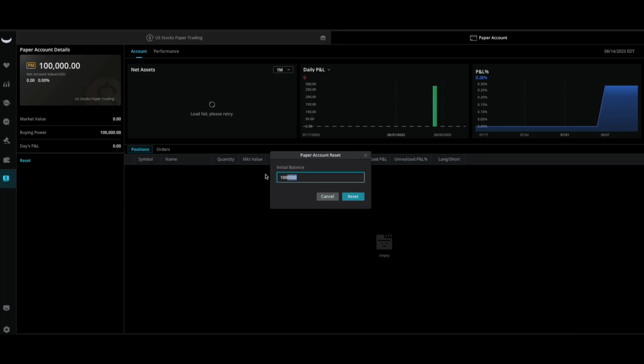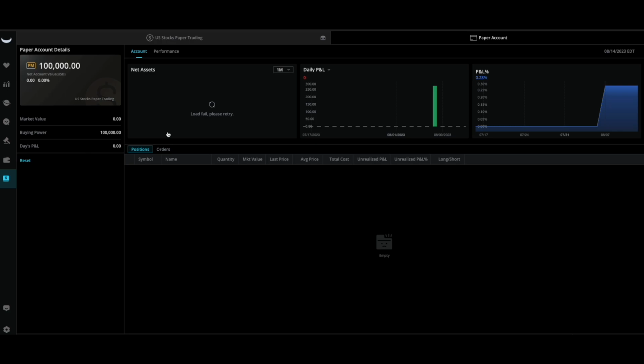If I wanted to trade with much less, let's say I was starting with an account with $25,000, you can just put the initial balance and hit reset. And it looks like, did you see that notification? You can only reset it, I think, once a minute here. Yeah, once a minute. So we set it at 100,000. That's what we're going to trade with. Once you set that initial buying power, that's how much money you have to trade.